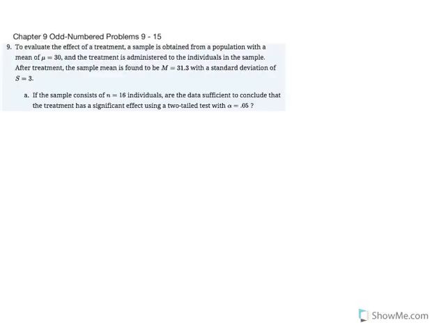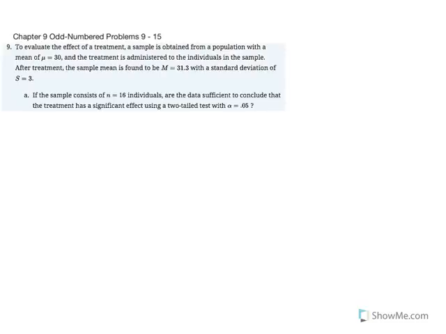Chapter 9, odd number problems 9 through 15. Number 9: to evaluate the effect of a treatment, a sample is obtained from a population with a mean equal to 30, and the treatment is administered to the individuals in the sample. After treatment, the sample mean is found to equal 31.3 with a standard deviation of 3.